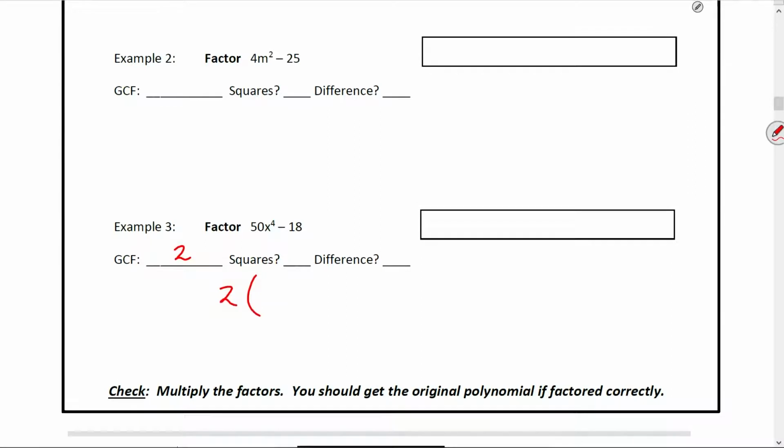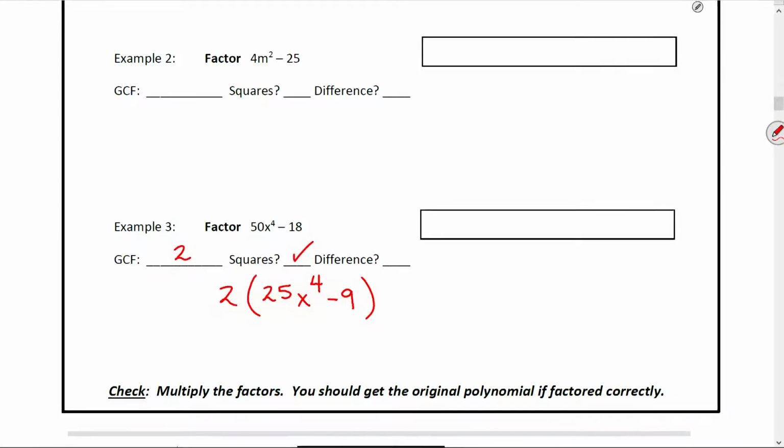And this is GCF stuff. So 2 times what is 50x to the 4th? And the answer is 25x to the 4th. And 2 times what is negative 18? It's minus 9. So I've done the GCF. Now, looking at what's inside the parentheses, do I have the difference of squares? Do I have something squared minus something squared? And the answer is yeah, I do.